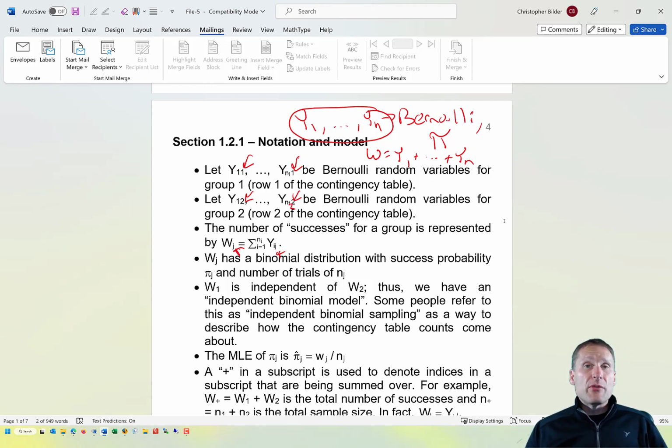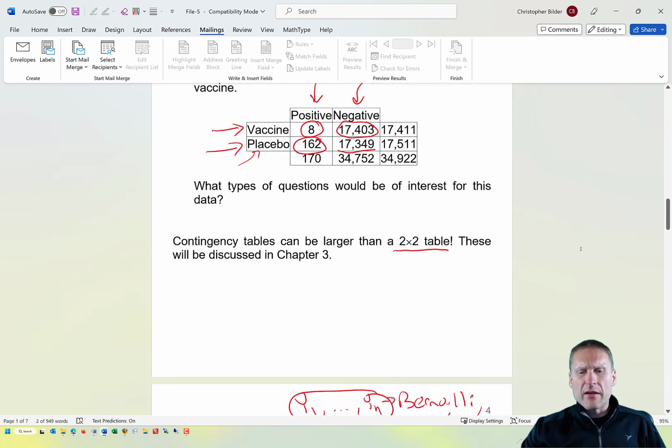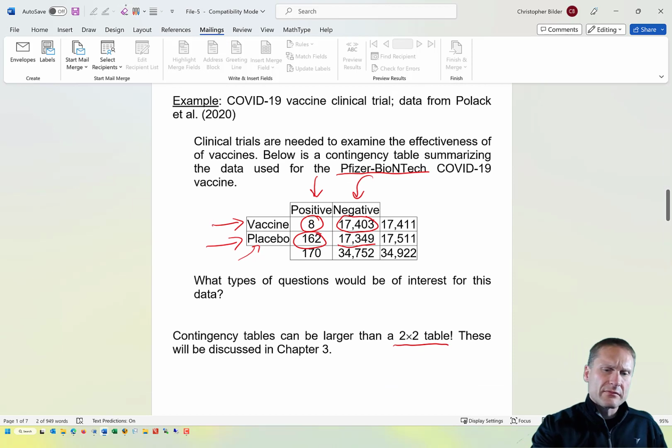So W sub j, where j is equal to 1 or 2, represents the number of successes for group j. It has a binomial distribution associated with it, with a probability of success parameter of pi sub j and n sub j trials. Now W1 is independent of W2. For that reason, people often refer to this as independent binomial sampling. Okay, so what does that mean in a practical sense?